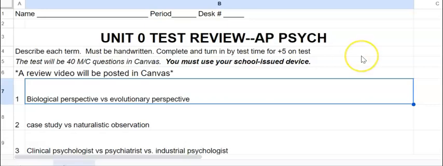So let's get started. So the perspectives, the biological perspective versus evolutionary, both do involve genetics and understanding how the brain has impacted the body. The difference is the key thing with the biological perspective is it's really just looking at current things going on in the body and through genetics and DNA and how those are affecting a person's behavior.